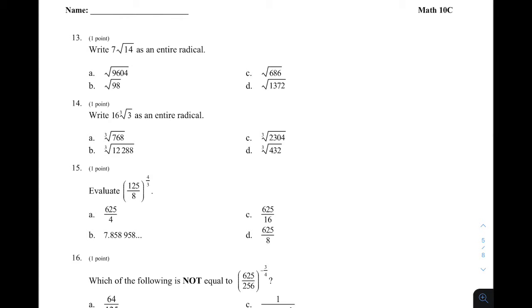Okay, we're on page 3. Question 13 at the start there. Write 7 root 14 as an entire radical.